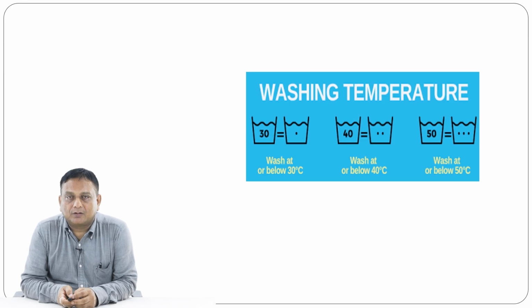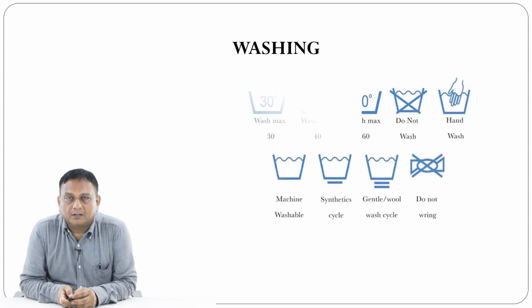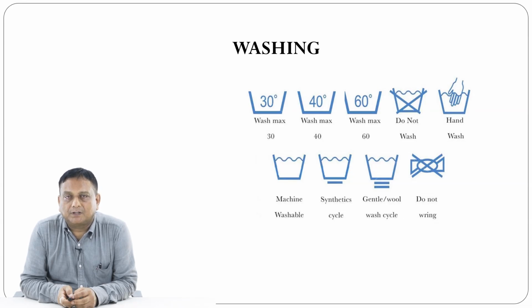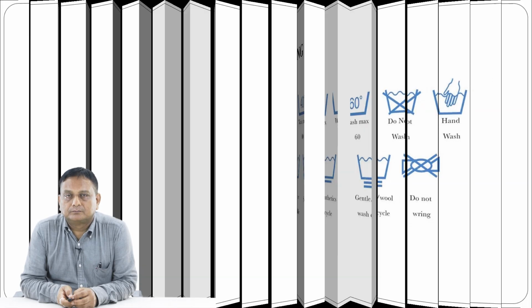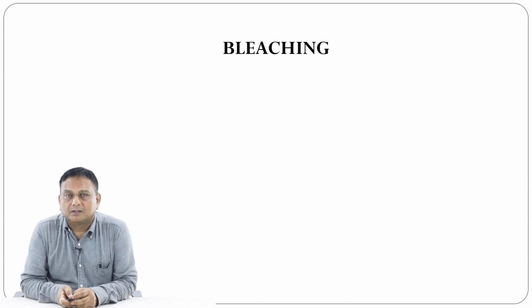Now temperature, as I already mentioned, 1 dot means 30 degree centigrade, 2 dots means 40 degree, 3 dots means 50 degree centigrade. In washing, there are other representations as well, like temperatures given as numbers, 30, 40, 60. It means the temperature at which we are washing the garment. That symbol can be given inside the garment. Then hand wash and do not wash, of course, we have already seen. So different areas of washing we have covered.